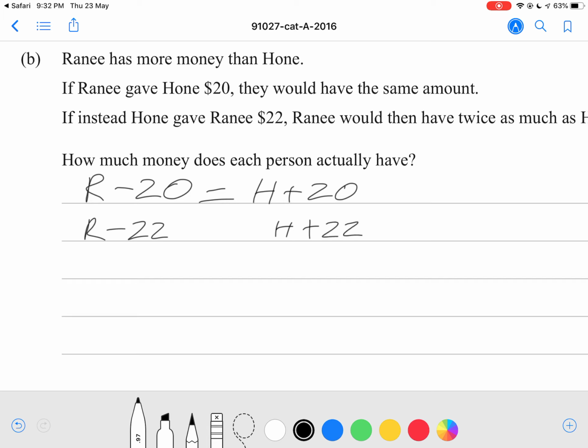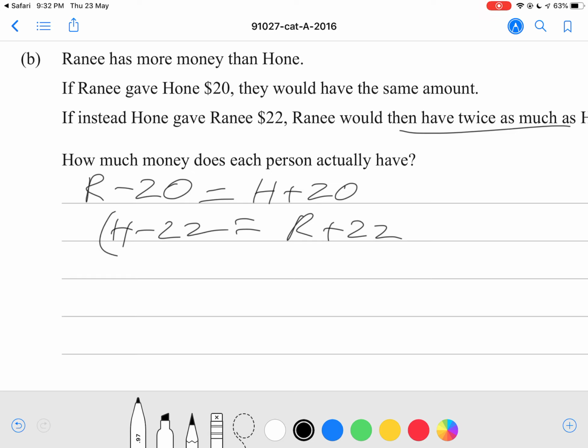Okay, so right now, it's actually twice as much as Hane. So Rane has... oh, sorry, I got it the wrong way around. Okay, so if Hane gives Rane $22, so H minus 22, it's equal to R plus 22. But Rane will have twice as much as Hane, okay?